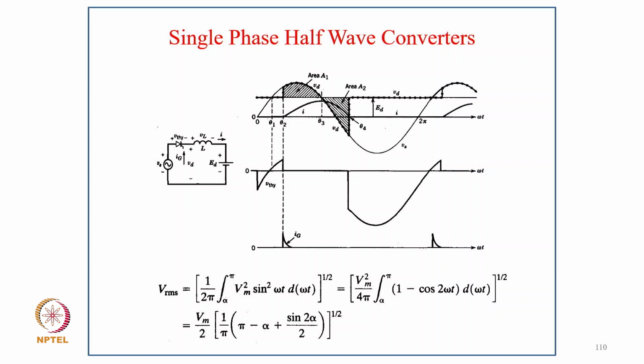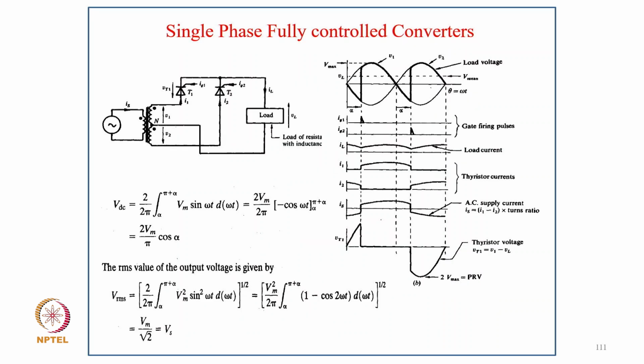So Vrms equal to (1 upon 2 pi alpha 2 pi Vm square sin square omega t) to power half, that is equal to (Vm square upon 2 pi alpha 2 pi (1 minus cos 2 omega t)) to power half, and equal to Vm upon 2 (1 upon pi (pi minus alpha plus sin 2 alpha by 2)) to power half.